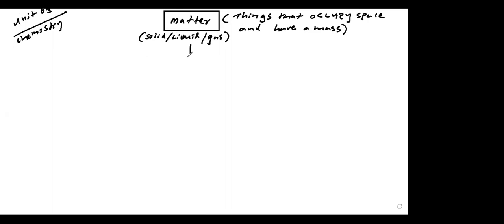Now you can divide matter into two main groups. The first one is pure substances, and the second is mixtures. Look at the screen, everyone. Certain things around us, whether solid, liquid or gas, are pure.